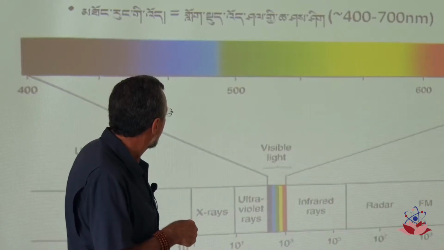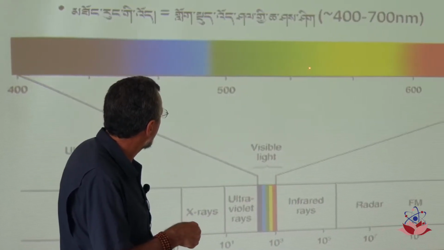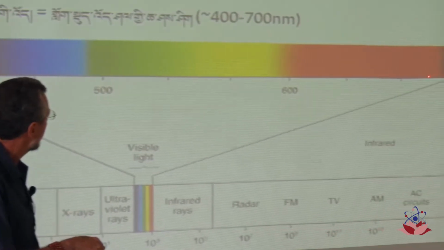As we go a little further up the spectrum, we see green, yellow, and then red.